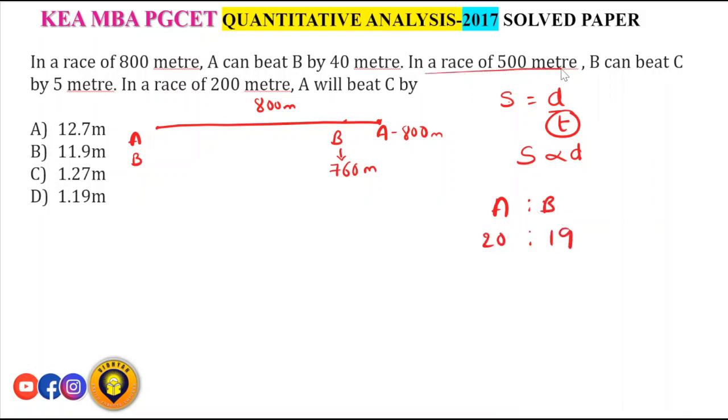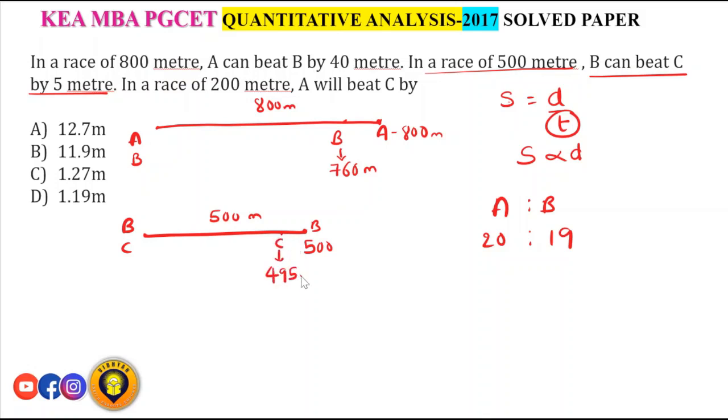Similarly, in a race of 500 meter, B can beat C by 5 meters. Same thing, but here B and C are in the race and the distance is 500 meter. Now B reaches the end line first. So if B traveled 500 meters, in that time C has covered how much distance? C has covered 495 meter. Hence B beat C by 5 meters in the 500 meter race.